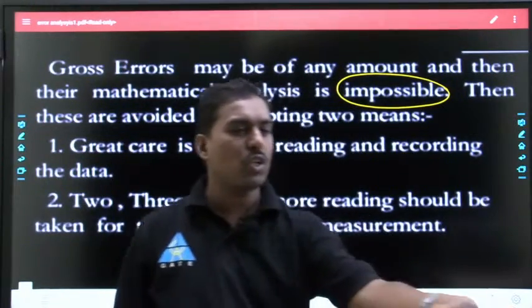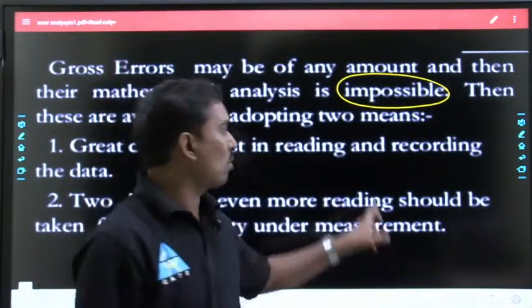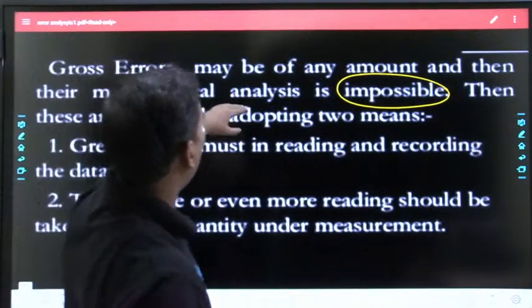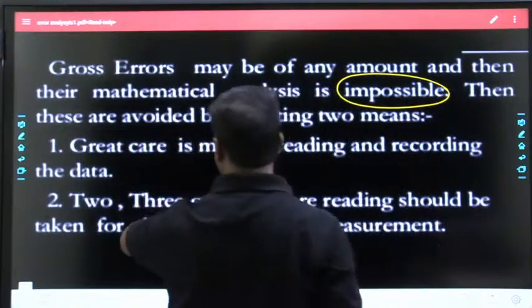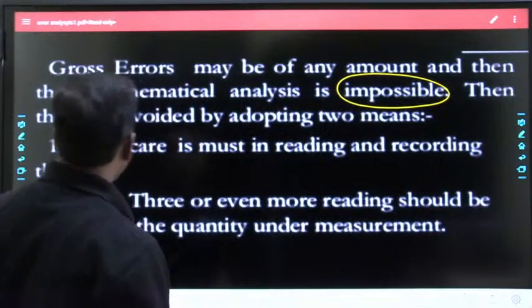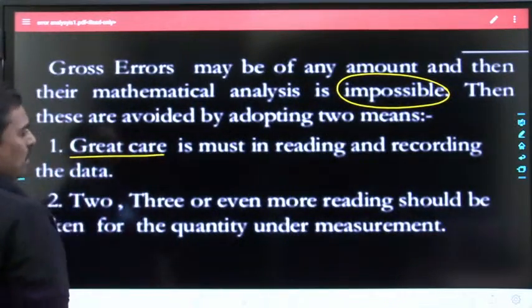The human being has not connected the instrument properly. That's what I am telling. Gross error analysis is impossible. So what do we have to do? We just have to take great care. Care must be taken.